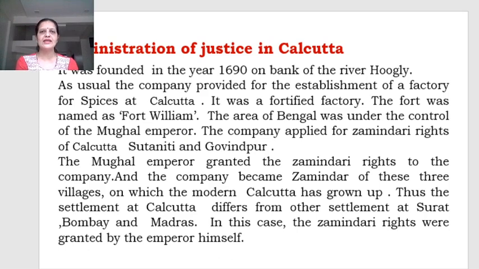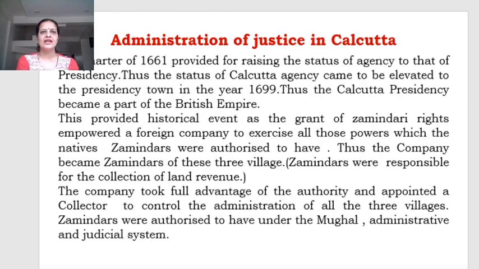Thus, the settlement at Calcutta differs from the other settlements at Surat, Bombay and Madras. In this case, zamindari rights were granted by the emperor himself. So for the first time, zamindari rights were granted to foreigners.